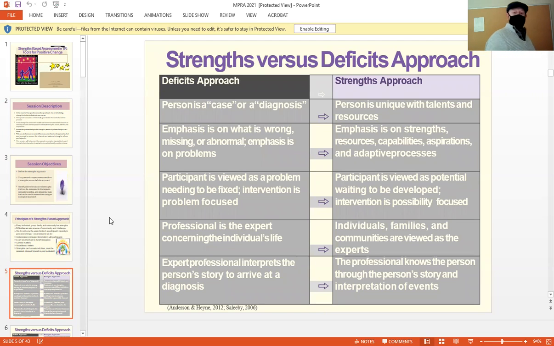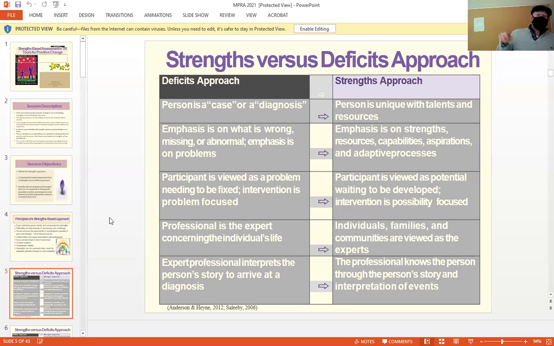Next, in the deficits approach, the participant is viewed as a problem that needs to be fixed. Intervention is problem focused. Yes, we are trying to solve problems and issues. A better way to look at it is that the participant is viewed as potential waiting to be developed. Intervention is possibility focused. This is where I think we can get to with you. Where do you want to get? I think we can do that. It's a much more positive, much more supportive way of looking at things.